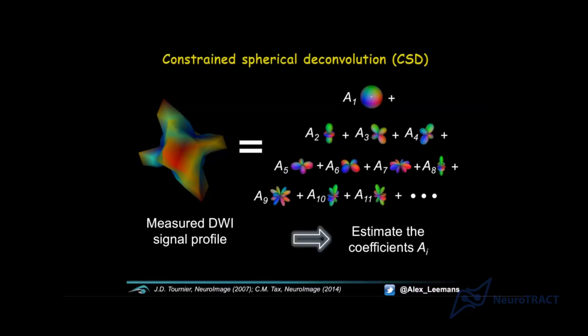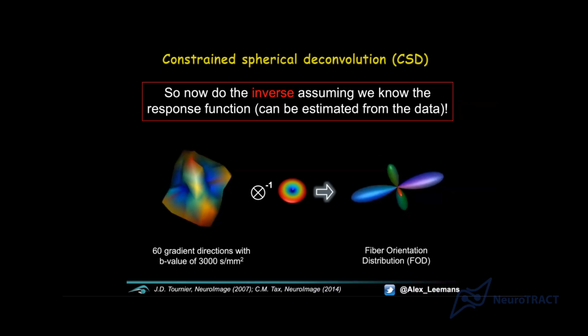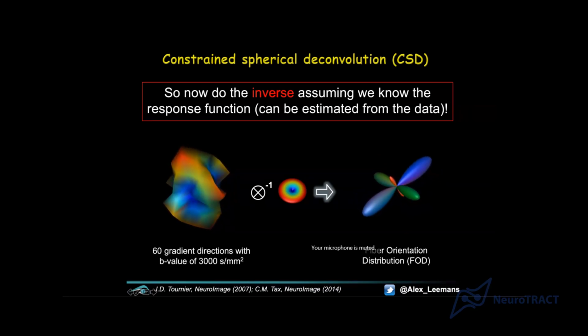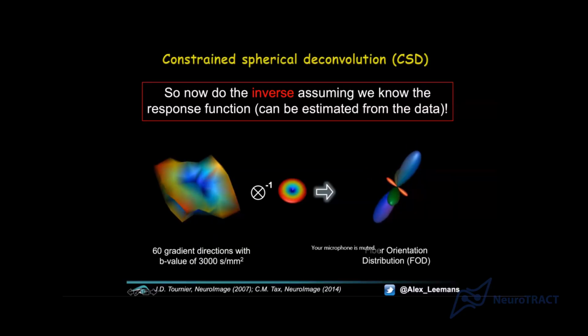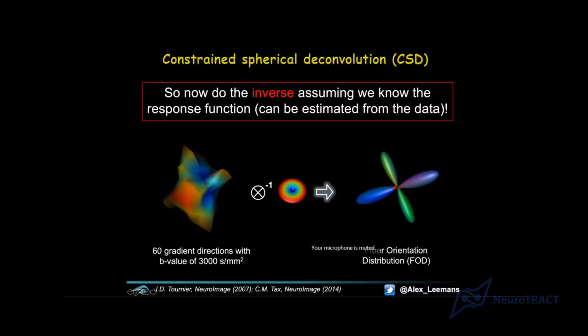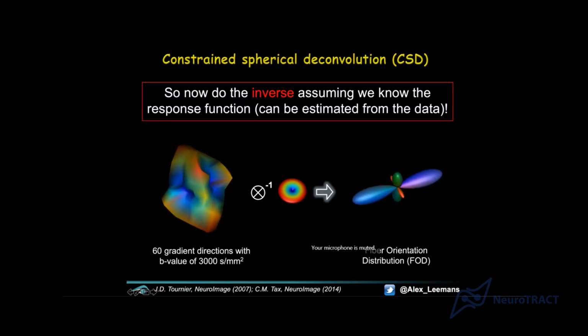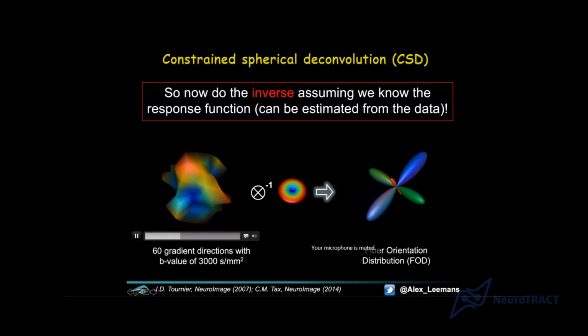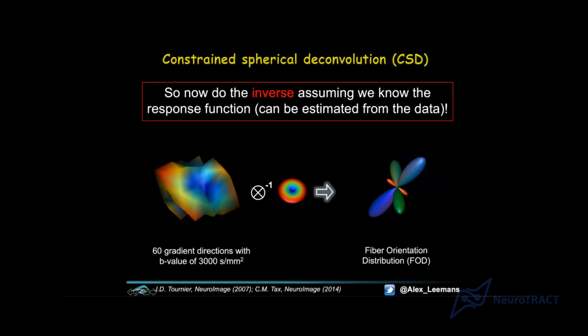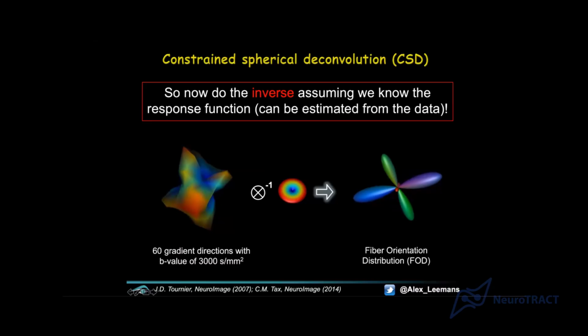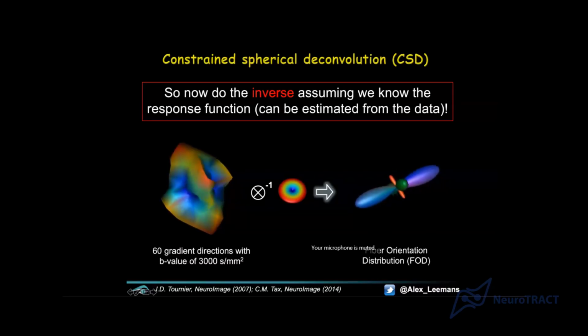But anyway, first step, estimate the coefficients for the diffusion profile, and then you do the deconvolution. So again, this is what we measured on the left. This is the response function, or the diffusion signal profile of a single fiber population, which you deconvolve from what we've measured to end up with a fiber orientation distribution function. It looks like this multi-lobular thing.